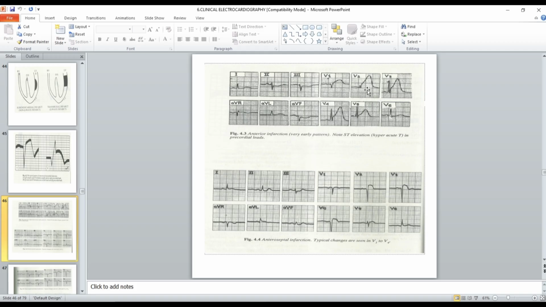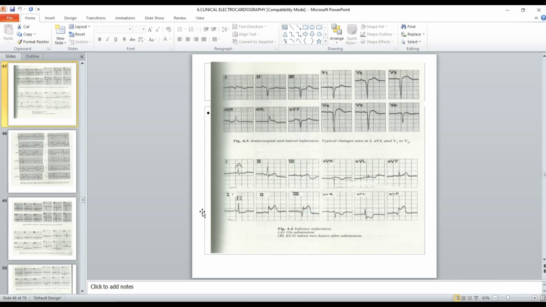Typical anterior infarction, ST elevation in V1 to V6, V5, V6. While lower down, it is anteroseptal myocardial infarction. QS pattern is seen from V1 to V4, anteroseptal infarction. Again, this is anterior infarction where the QS pattern is seen from V1 to V6, and downwards, this is inferior infarction. ST elevation in 2, 3, and AVF is seen.